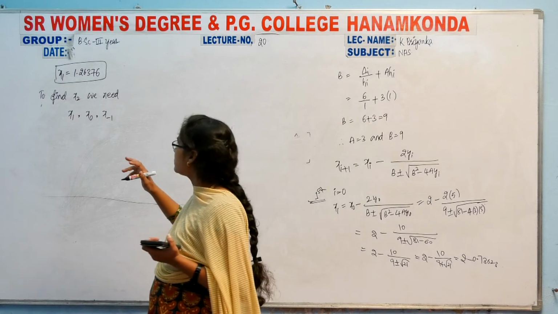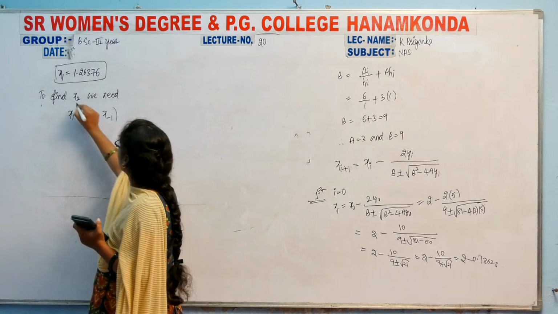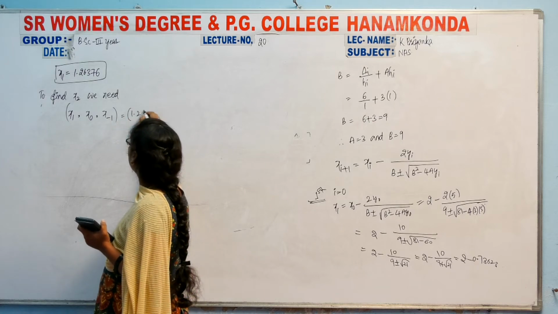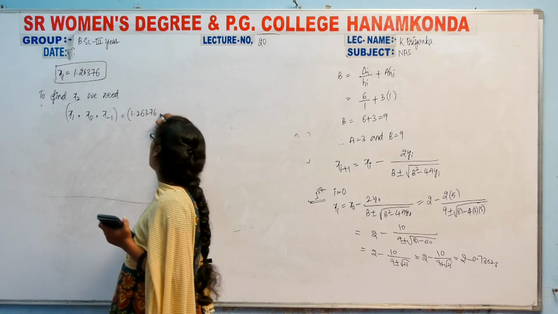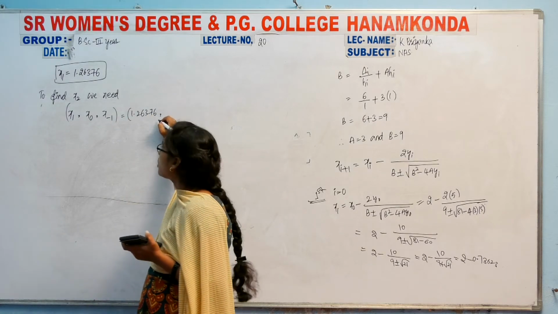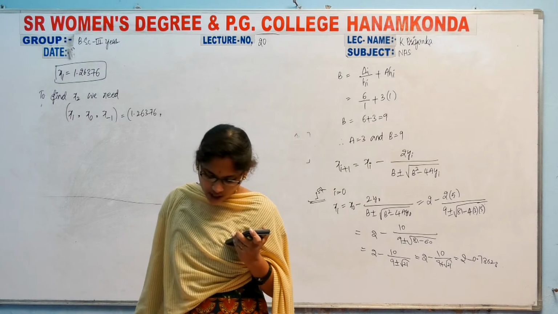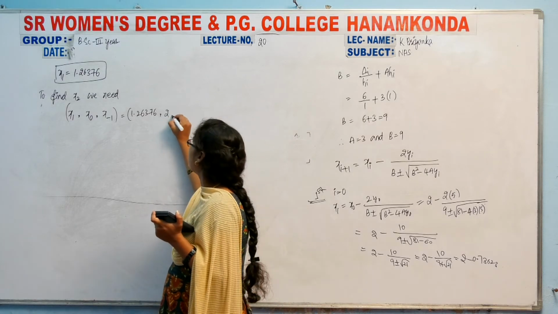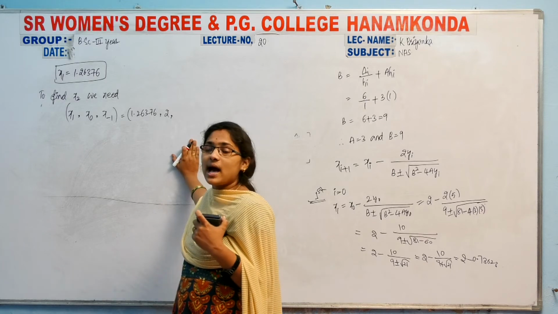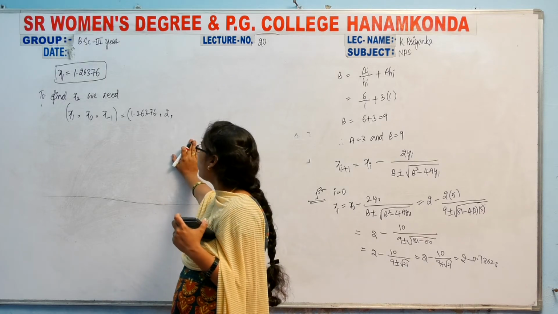So here x1 is nothing but equal to 1.26376, comma, what is x0? x0 means in the previous one we took that value, that is xi. Next xi minus 1, right? Then what is that value?